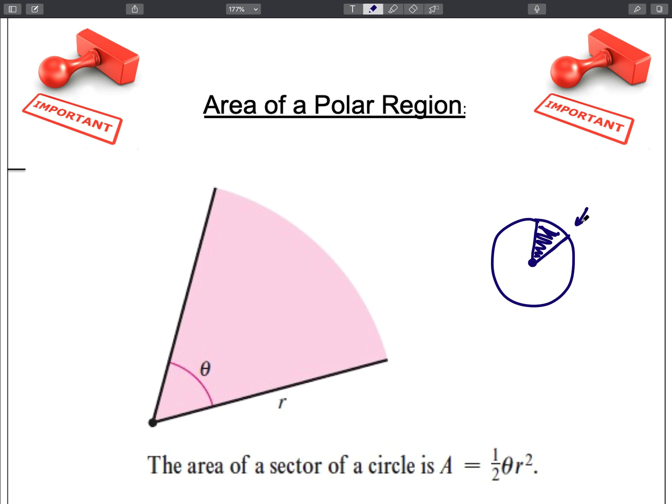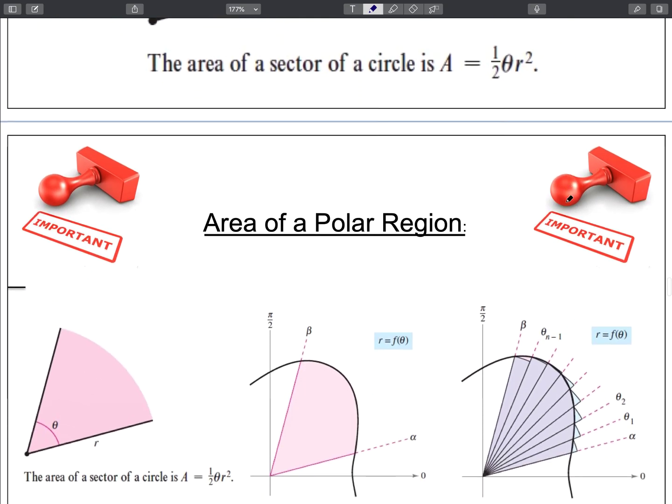And theta is the degree measure from where you're starting to where you're ending. If this is where I started and this is where I was ending, then theta would be how far I had to travel in terms of measure, in radians or in degrees, from that starting slice to the ending slice.